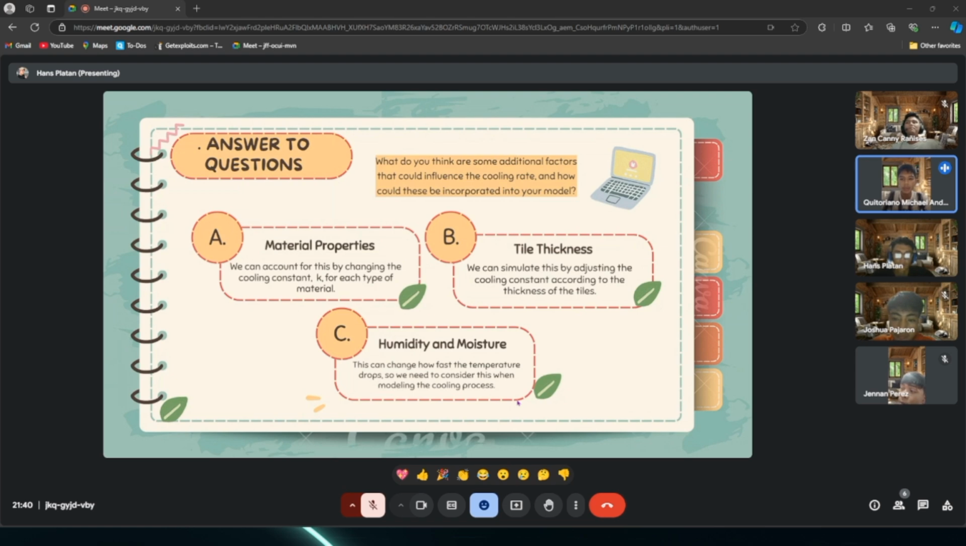So once again, we are Group 6 and this sums up our performance task entitled Thermal Expansion and Contraction of Tiles in Outdoor Areas. Thank you.